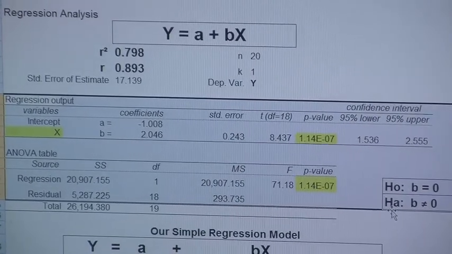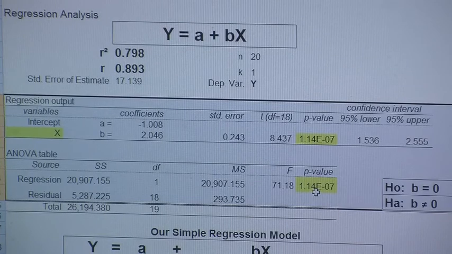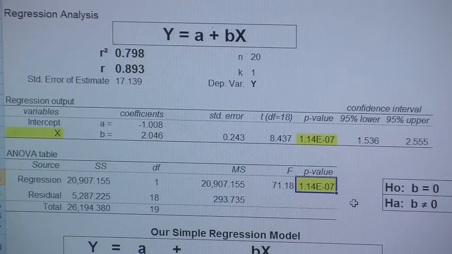And the bulk of the regression output resides right here. Okay? I'm first going to direct your eye to this p-value, which is 1.14 e to the minus 7. That basically means that is a really, really small p-value. It's like 0.000000114. So that's a lot less than 0.05, our critical p-value. Okay? So by looking at this p-value right here, we reject the null hypothesis.